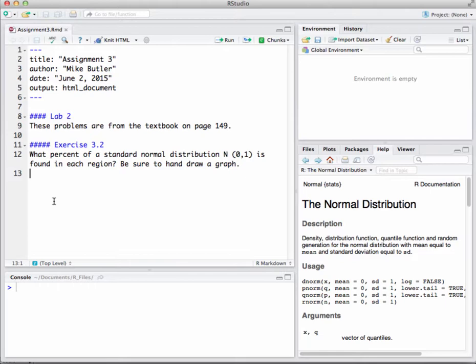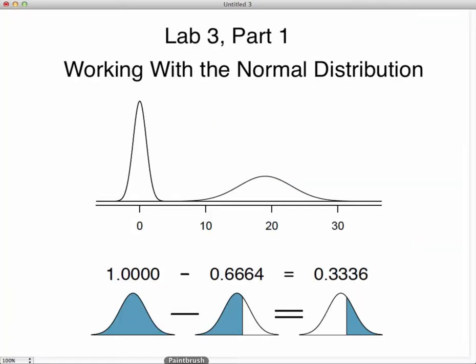First thing that we're going to want to do here is read the problem. It says, what percent of a standard normal distribution N(0, 1) is found in each of the regions? And it says, be sure and draw a graph by hand. So I'm assuming you've got your textbook open in front of you and that you have read this section. If that's not true, then pause this video and go back and first of all finish the assigned reading, and then once you finish the assigned reading, get RStudio and everything opened up like what I've got going on here. Okay, so let's go back over to the whiteboard and see what they are asking us to do here.